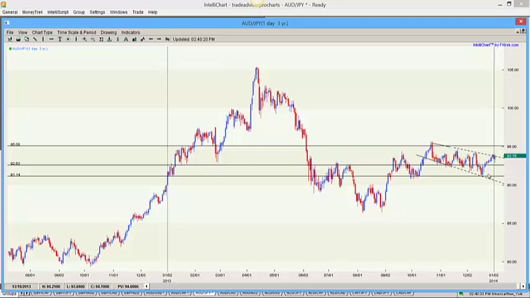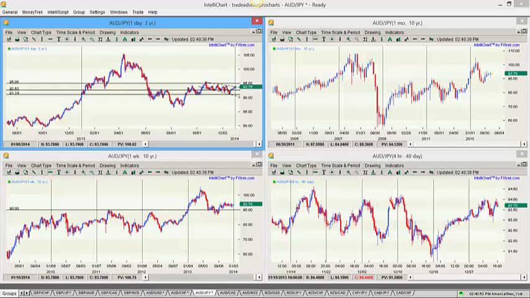So I would just be wary of what's going on here. Keep an eye on the Aussie yen to see if price starts shooting back up into this range. If it does, this range could be holding, and I'd be buying at the bottom of this range. But again, this is a pair I do not like to sell very often, because once that carry trade kicks in, people can carry this thing up for a long time.